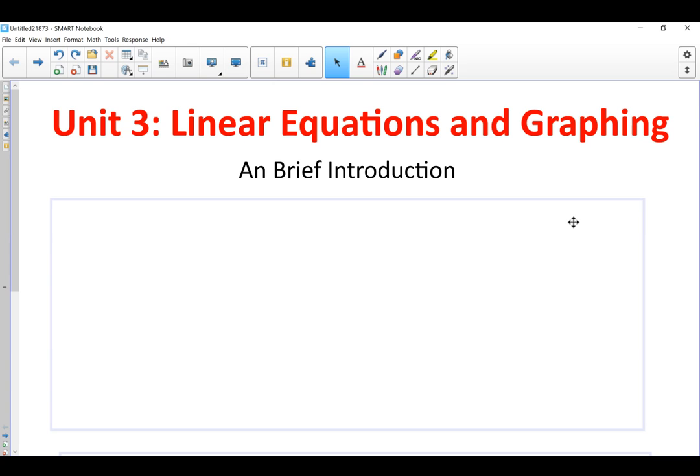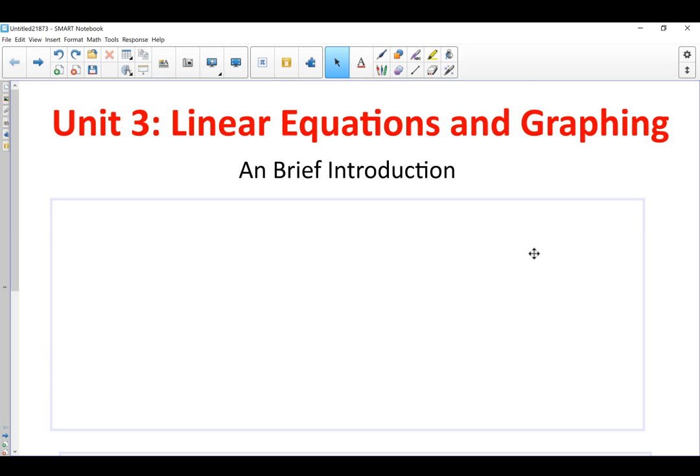So Unit 3, what I've done is I've combined the most important concepts from the course into this unit. Okay, so we're going to be covering a bunch of different things. We're going to be looking at linear equations. We're going to be learning how to graph linear equations. We're going to be able to solve word problems and all of that.